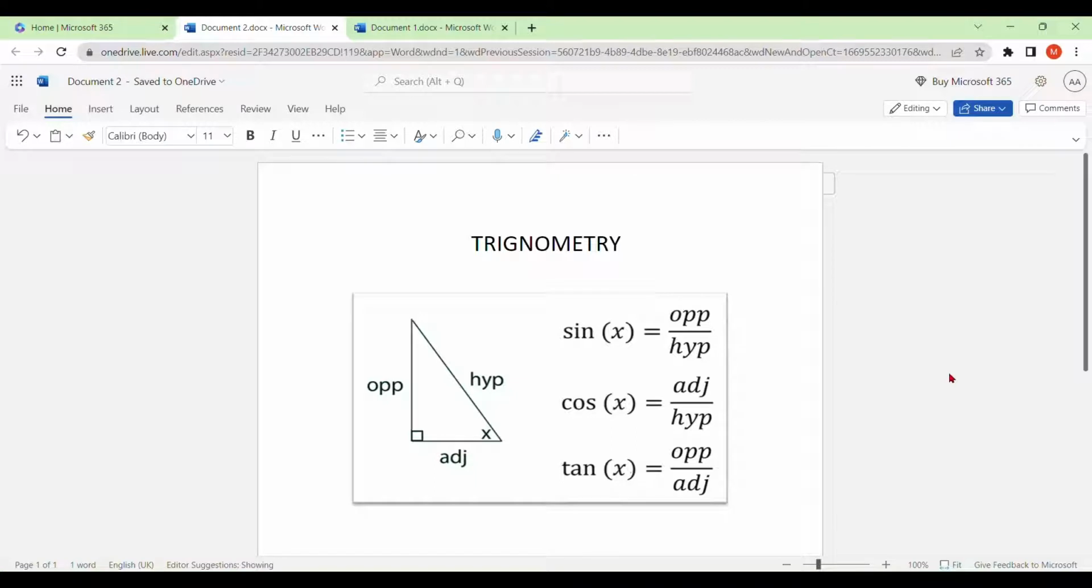Today we will be doing trigonometry, so let's start with the basic formulas. You should know the equations in a right angle triangle, as they are not only used in trigonometry, they're also used in functions, quadratics and coordinate geometry.